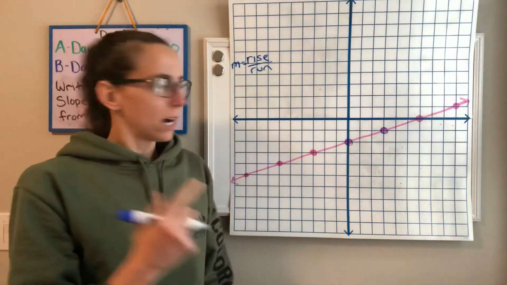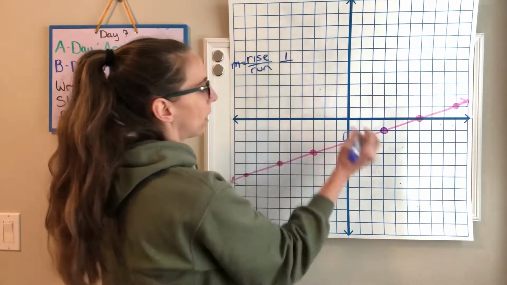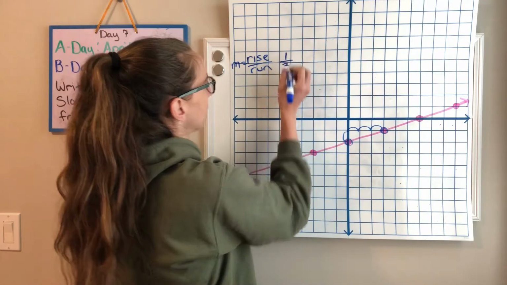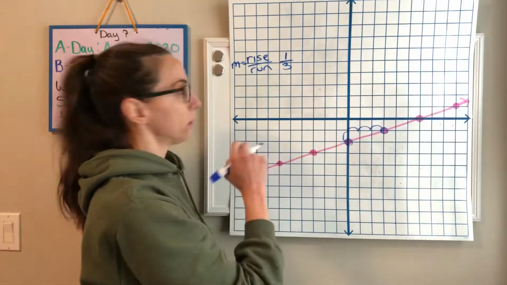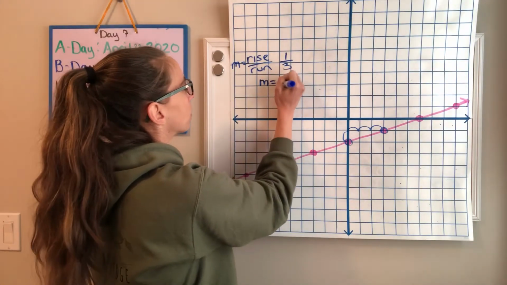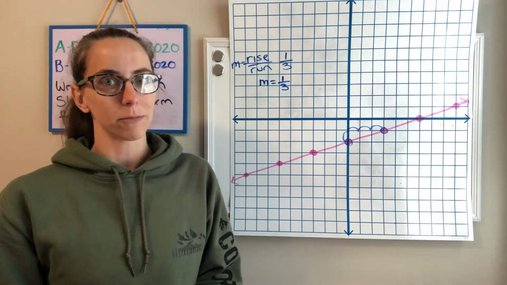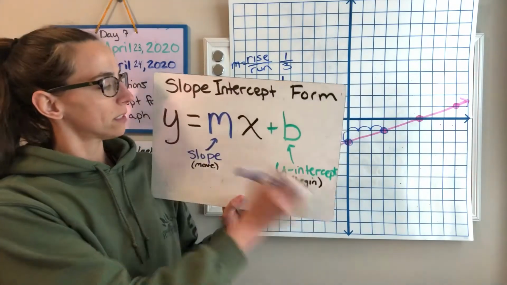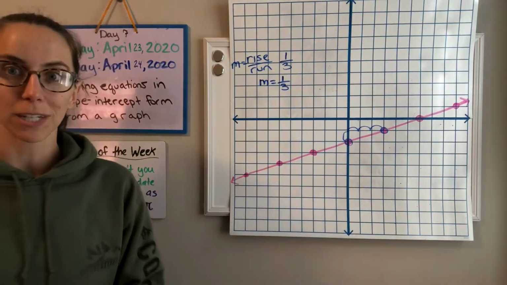And so our rise in this case was up 1 unit. Our run is over 1, 2, 3 units, and that is a positive 1 over 3, which makes sense. Our line has a positive slope, so our m is equal to 1 over 3. So we now know what our slope is, but that's not enough. It was slope-intercept form. So once we know what the slope is, right here in blue, we now need to figure out what our y-intercept is.